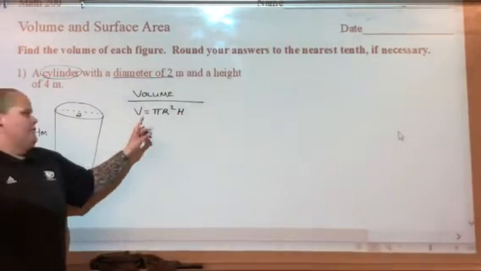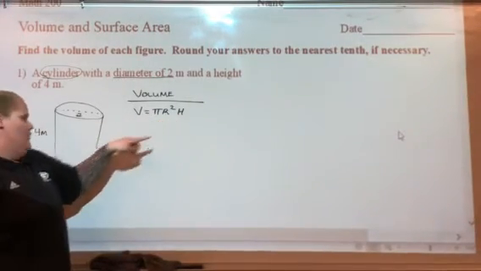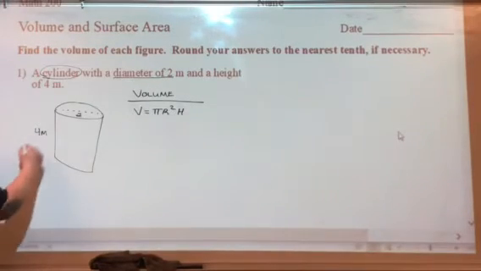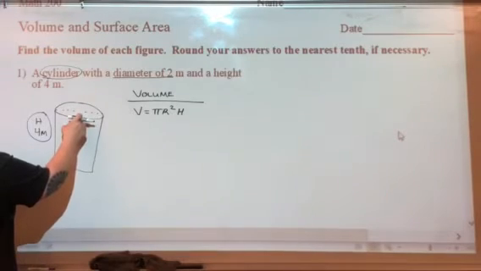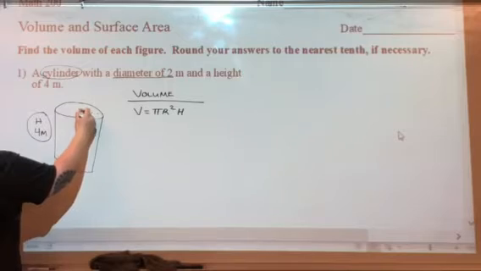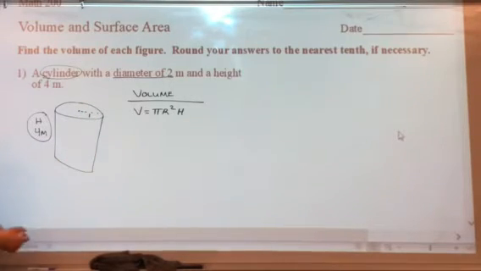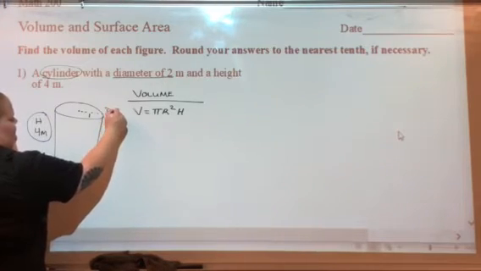So if you look at this formula, the things you need to find the actual volume are the radius and the height. Well, I have the height. The height is 4 meters. And I have the diameter. That's 2. I know that the diameter is twice as long as the radius, so if I just cut this in half, I'll have the radius. So instead of 2, this would have a distance of 1, right? So radius equals 1, because diameter was 2.